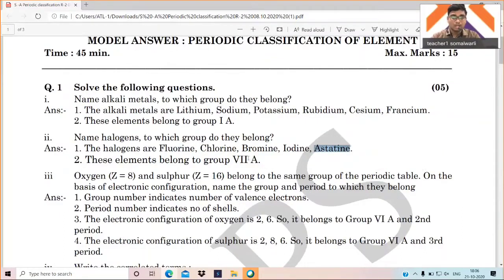The elements belong to 7A of Mendeleev's periodic table, and in the modern periodic table, group 17. It is 7A of Mendeleev's periodic table and 17th group of the modern periodic table. Now it is very easy. Now let's move to the next question.